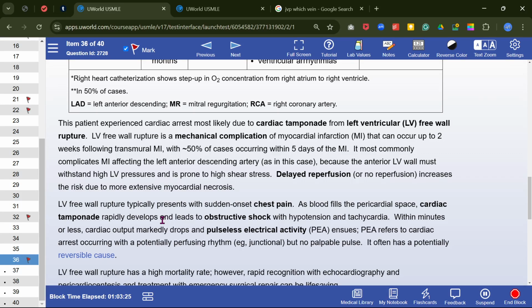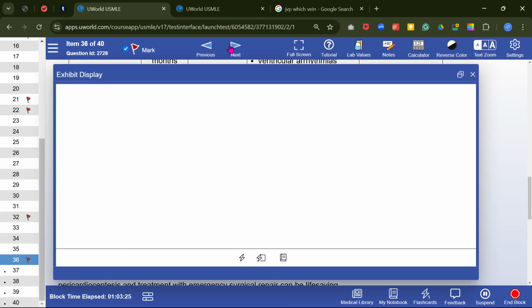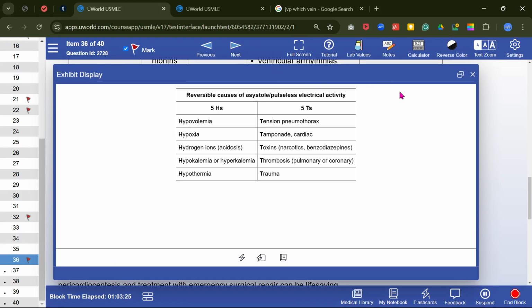Cardiac output markedly drops and pulseless electrical activity ensues. Pulseless electrical activity refers to cardiac arrest occurring with a potentially perfusing rhythm but no palpable pulse. It often has potentially reversible causes. Reversible causes are the 5 H's and 5 T's, we know. The 5 H's: hypovolemia, hypoxia, hydrogen ion like acidosis, hypokalemia, and hypothermia. And the 5 T's: tension pneumothorax, tamponade, toxin, thrombosis, and trauma.